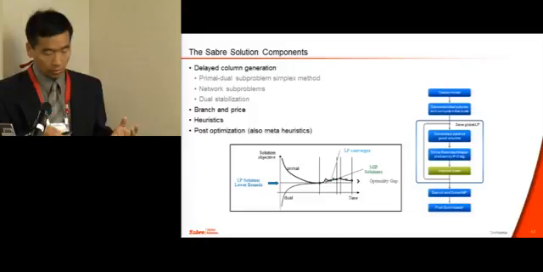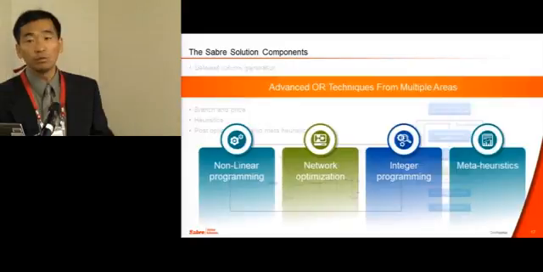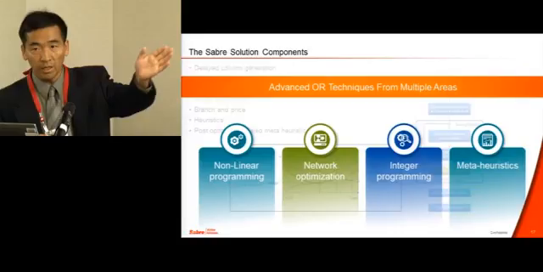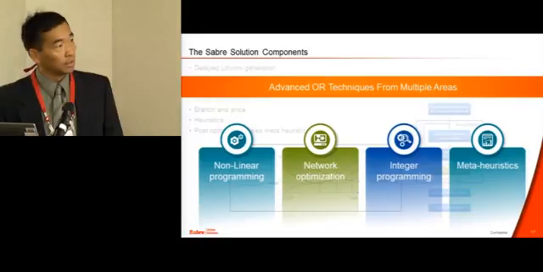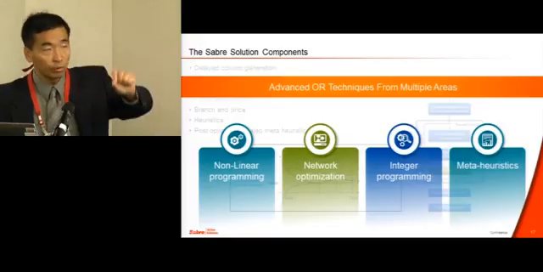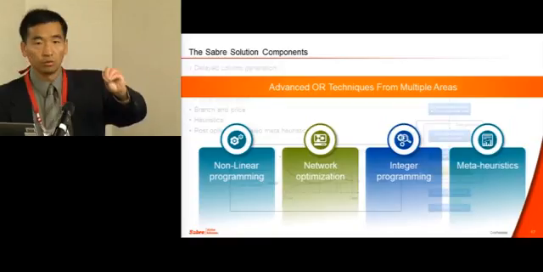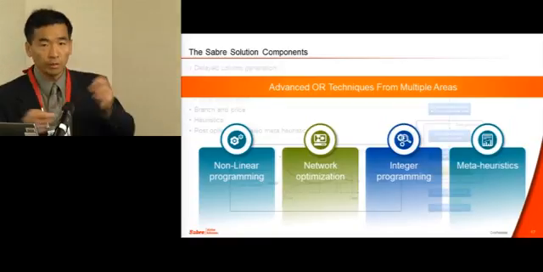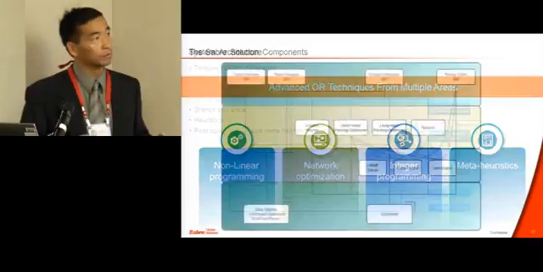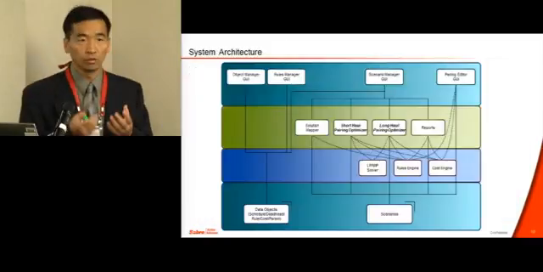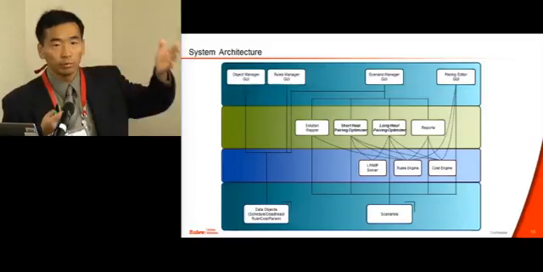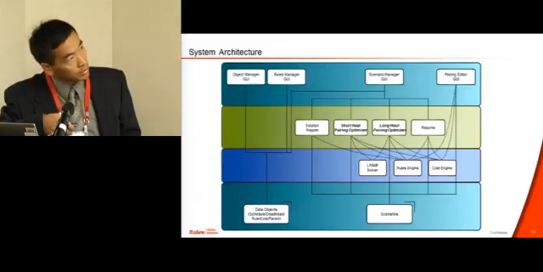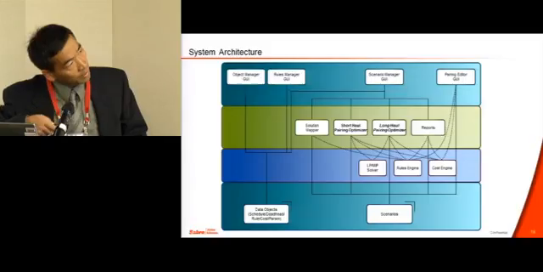As you can see, we've employed many advanced OR techniques from many different areas. Nonlinear optimization technique for convergence, network optimization to solve the subproblem quickly, integer program technique to strengthen the formulation to improve solution quality, and meta-heuristic to improve on the existing solution. And all these techniques have been put into a state-of-the-art software system. This is our pairing system architecture diagram. I just want you to focus attention that the center of that system is our optimizers.